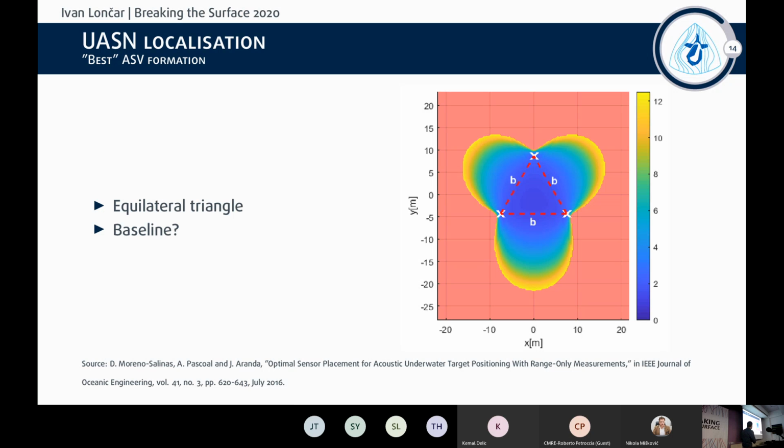Regarding the best ASV formation in literature, the best formation for the ASVs is a regular polygon, basically a regular triangle in our case. But the baseline is not defined by that criteria, so we need to use some other criteria, and that criteria can be dependent on the range model used or some other stuff.